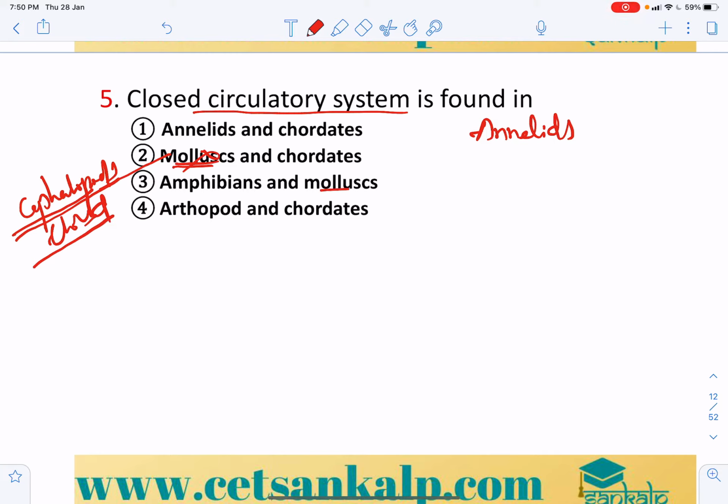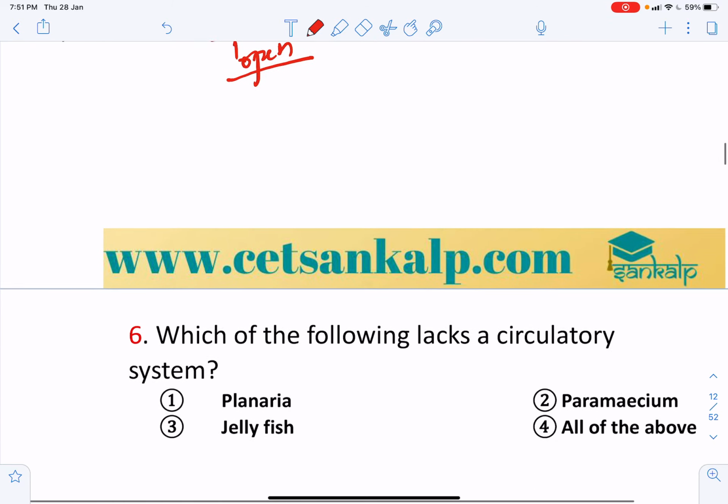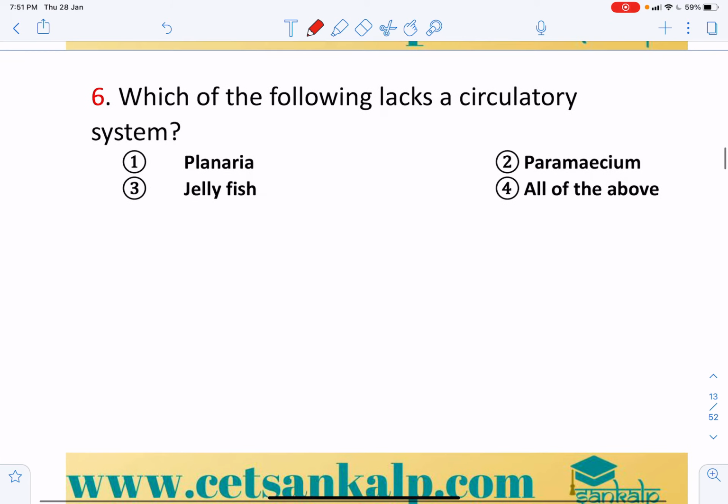And amphibians and mollusks, here also we can say that it is not completely closed. And in arthropods and chordates, in arthropods, that is in insects, it is open type of circulation. So the answer for that is annelids and chordates. Annelids and chordates are the correct answer for closed circulatory system. Which of the following lacks a circulatory system?